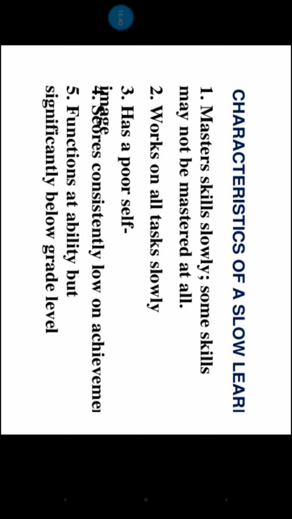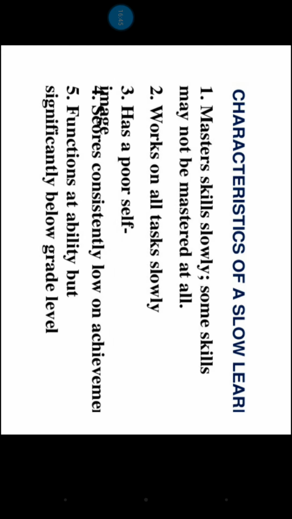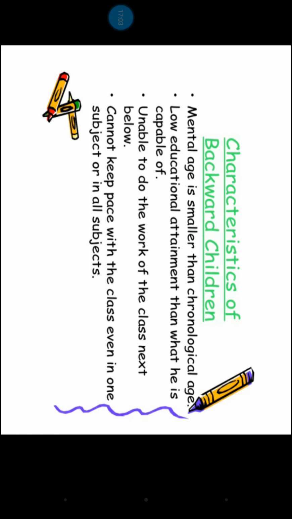Such children have low scores in their academic achievements, and function at ability but significantly below grade level. They are capable, but their achievement is underachievement. So these are the characteristics of backward children and slow learners, who are the same category of children.